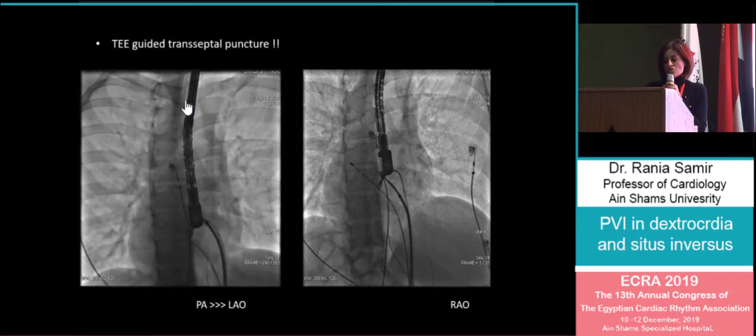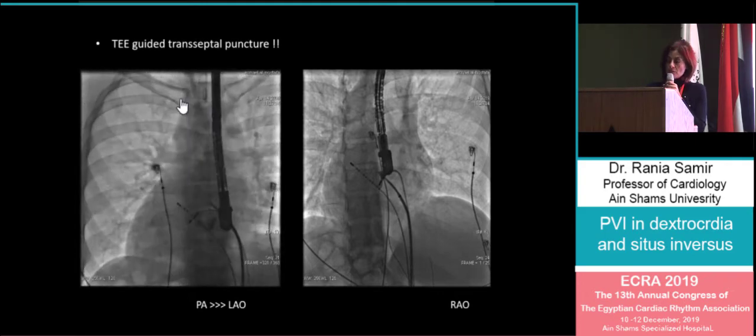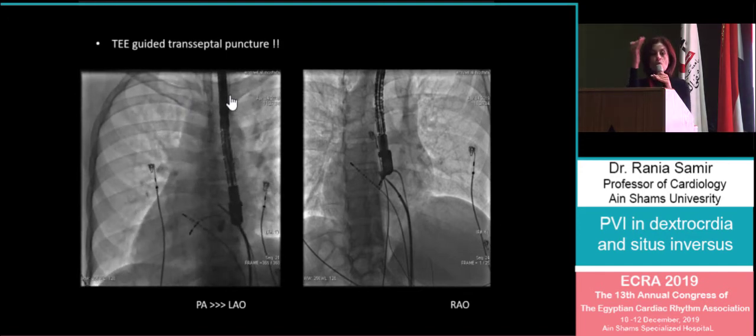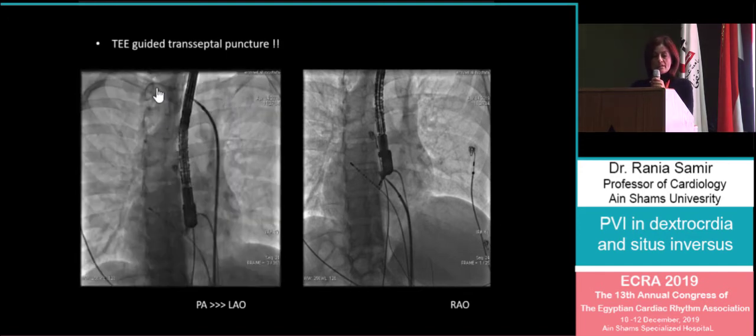And we injected dye while we were going down with the transseptal puncture needle. You can see that the transseptal puncture needle was directed to the right side, not the left side. So this is the reverse of the normal. And we injected dye, so it made us more comfortable.